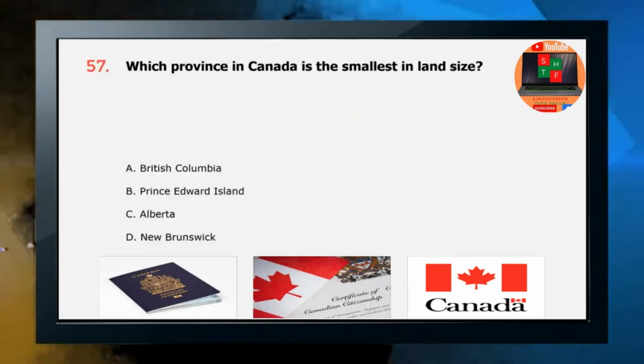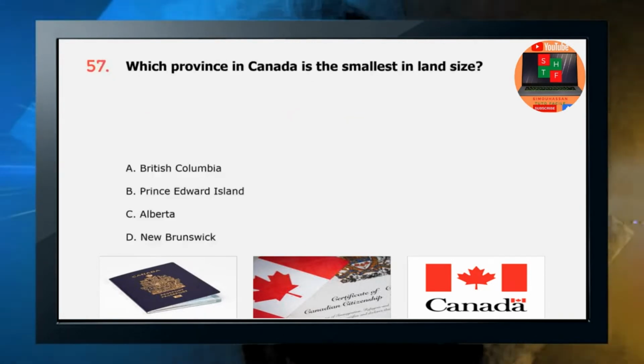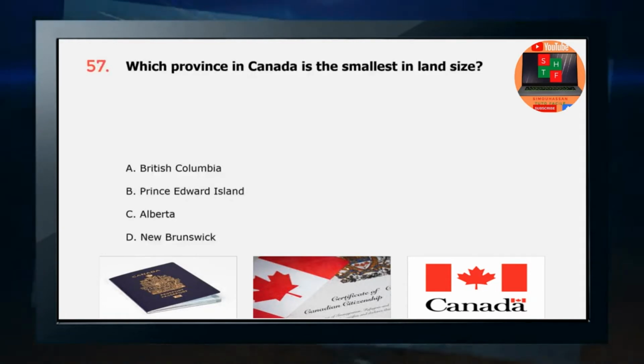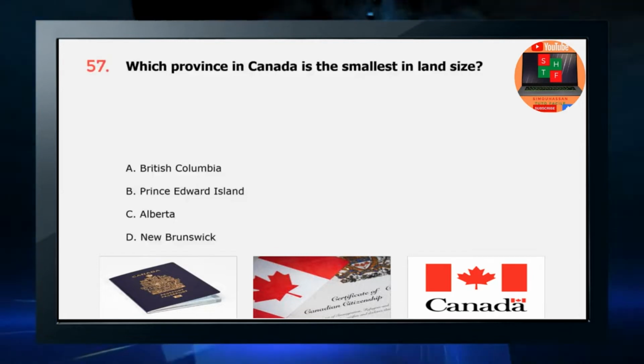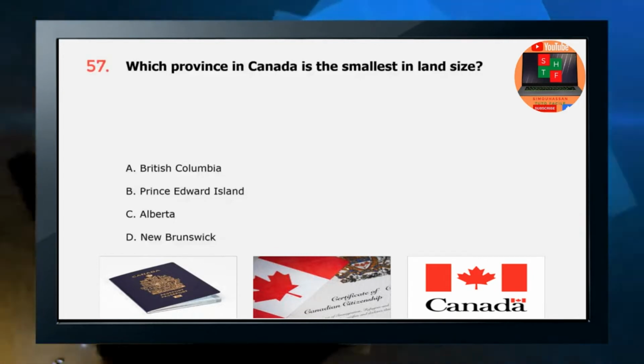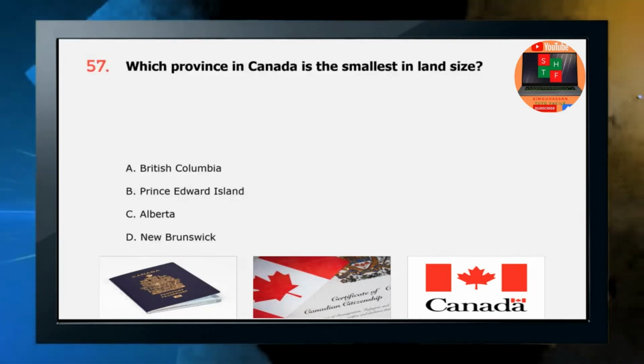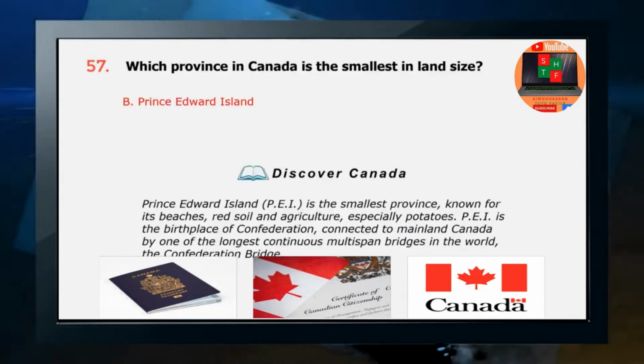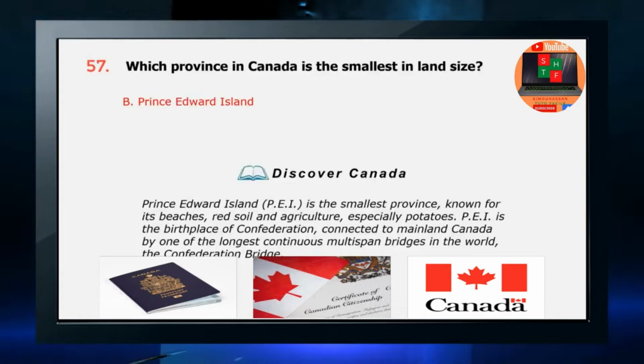Question 57. Which province in Canada is the smallest in land size? A. British Columbia. B. Prince Edward Island. C. Alberta. D. New Brunswick. The answer is B. Prince Edward Island.